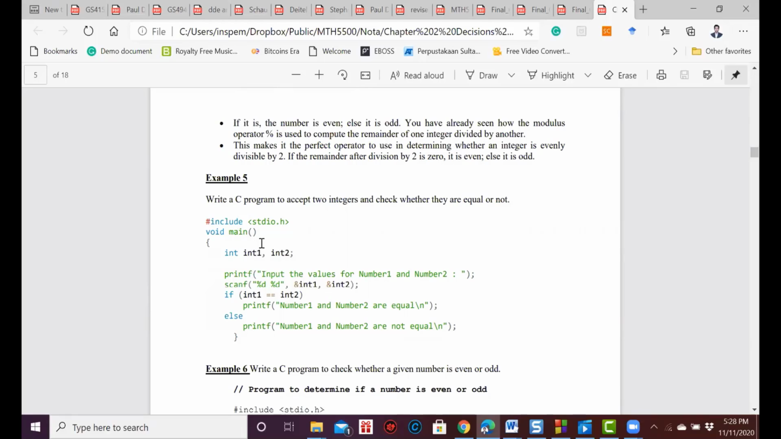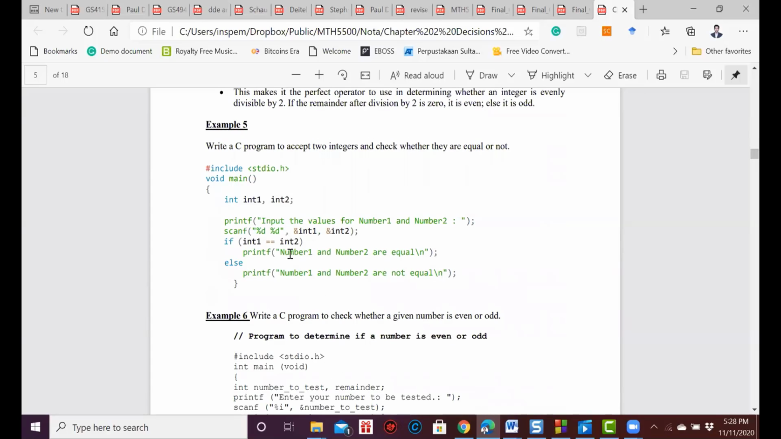Now this one is another example of an if else statement, very straightforward. We declare two integers, integer 1 and integer 2, and we ask the user to key in two integers. This is the format for how we scan two integers in a single line. Then we compare the two integers to determine whether they are equal or not, so we put a double equal here. If integer 1 equals integer 2, then print the statement here. Else, otherwise, we print not equal. Very straightforward, very simple.